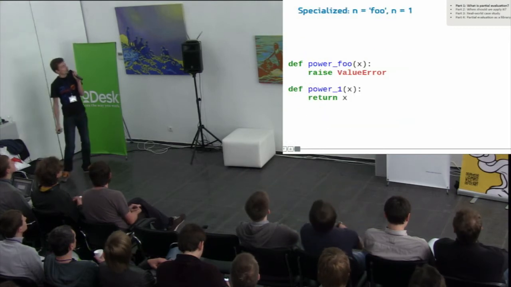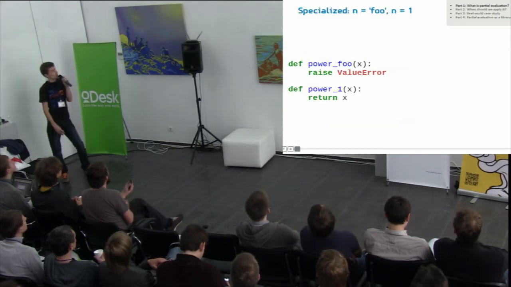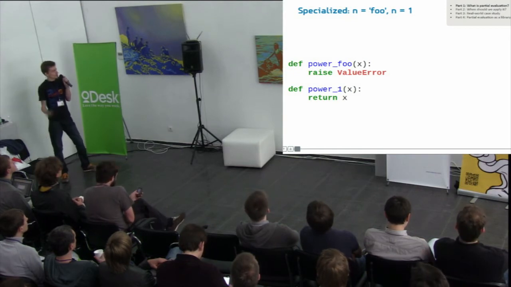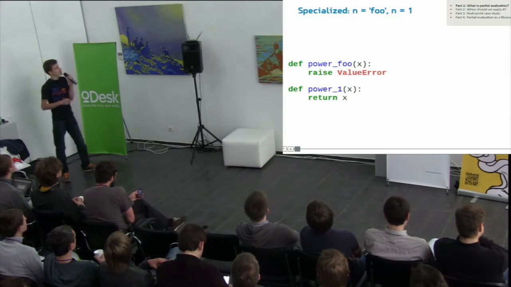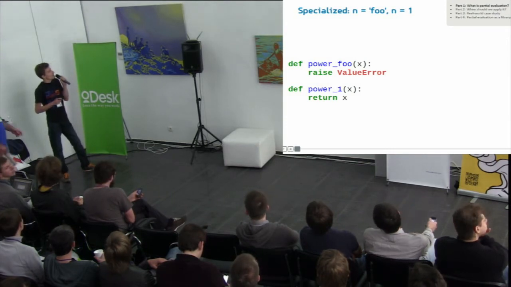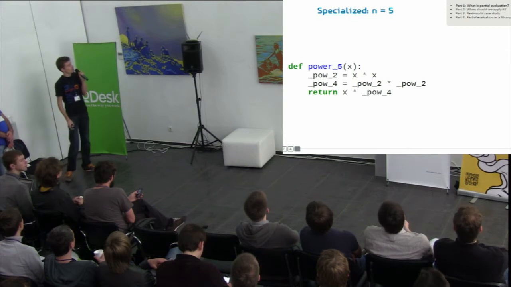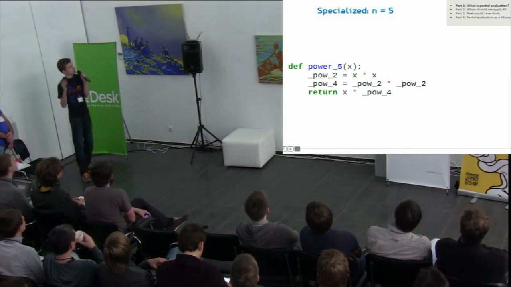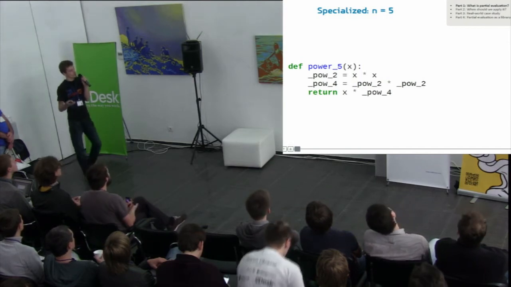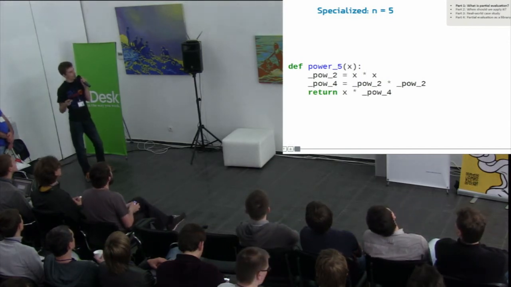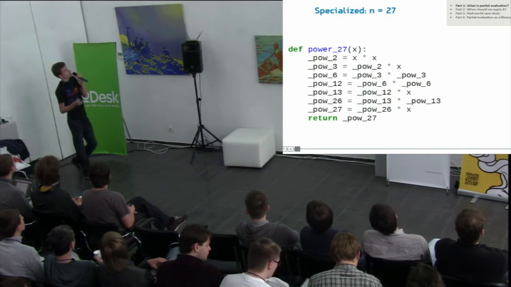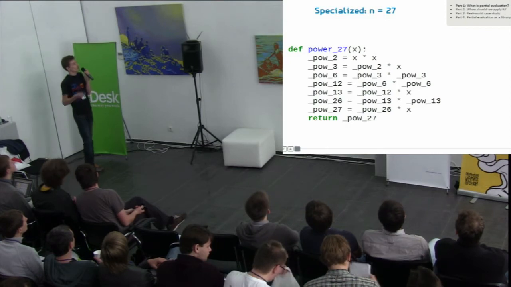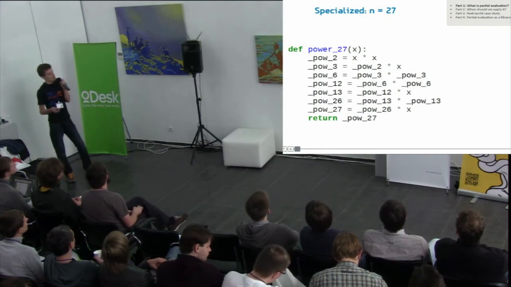Okay, now let's see how we can specialize it. If n is just some string, then we can raise ValueError and be done. If we raise to the first power, it's trivial. We just return x. Well, the 5th power is more interesting. We can see the algorithm at work. Here we first calculate the 2nd power, then the 4th, and then we just multiply by x to get the answer. And for the 27th power, it is more involved, but the algorithm is the same. And let's see if it runs faster.